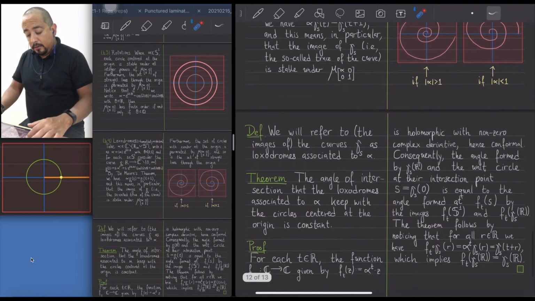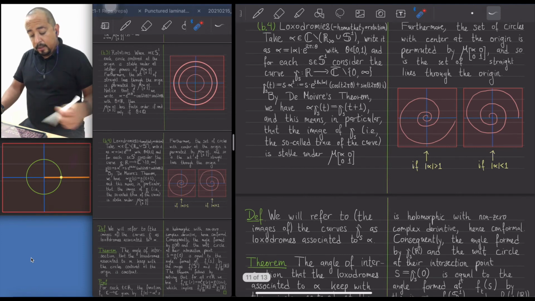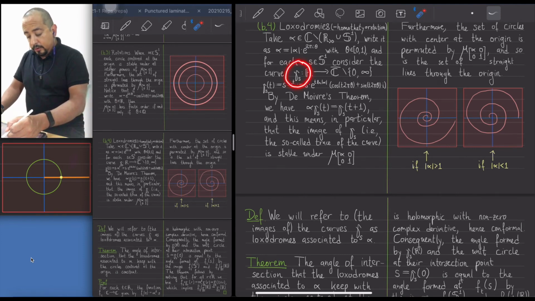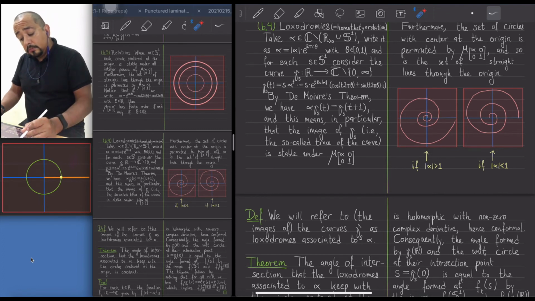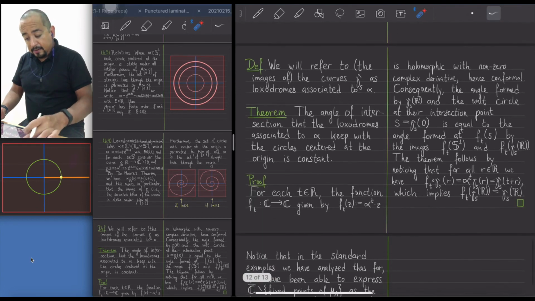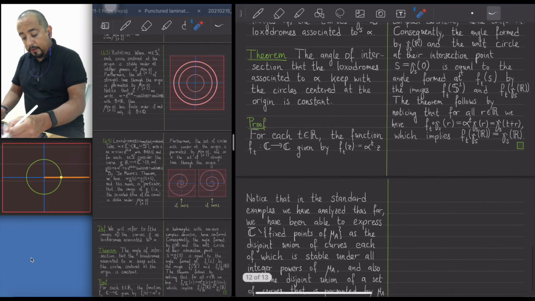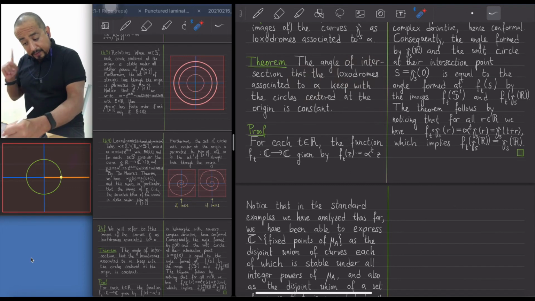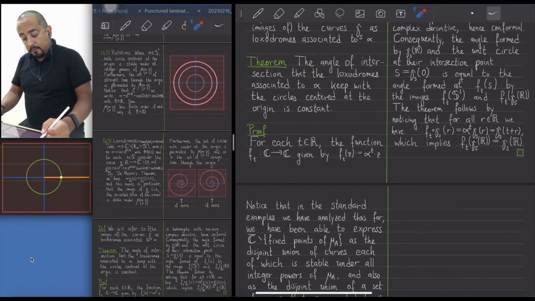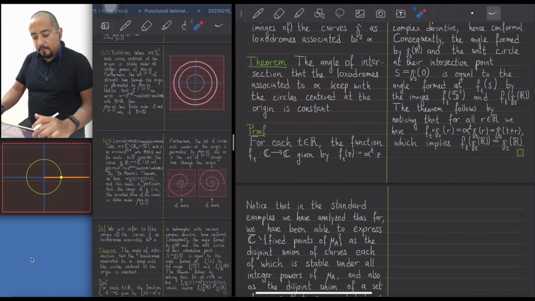And so of course here we have the question whether any of these loxodromes and any circle centered at 0, also centered at infinity, so it's correct, always form the same angle. And the answer is yes. So the angle of intersection of the loxodromes associated to alpha, for fixed alpha, with the circle centered at the origin, is always constant. It's always the same. And I find the proof, I would say, quite beautiful.